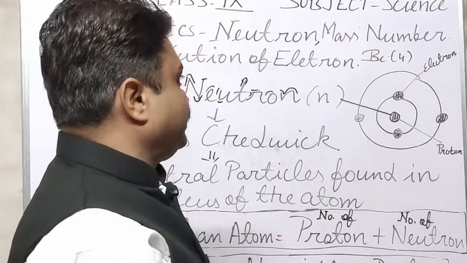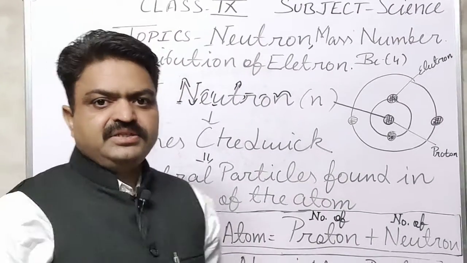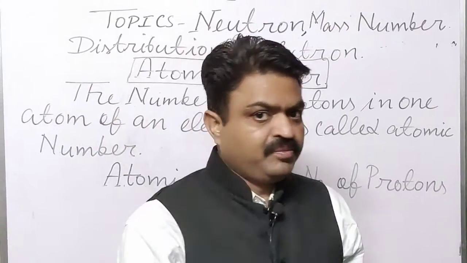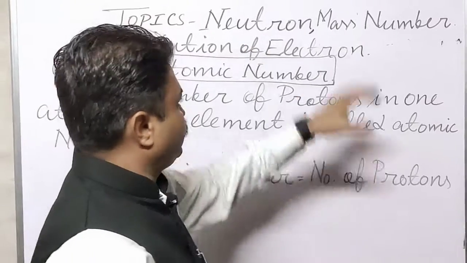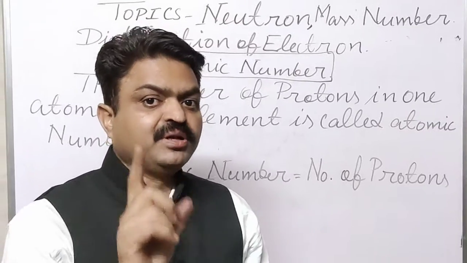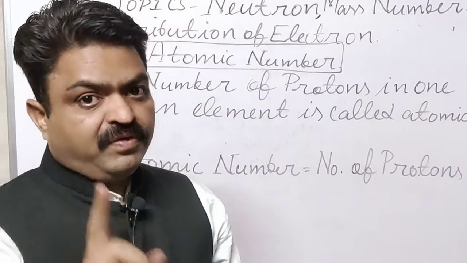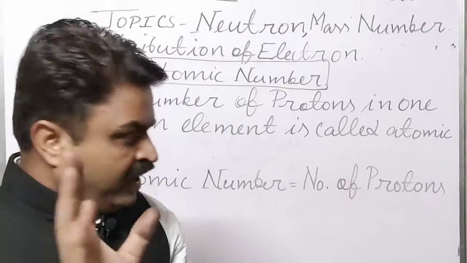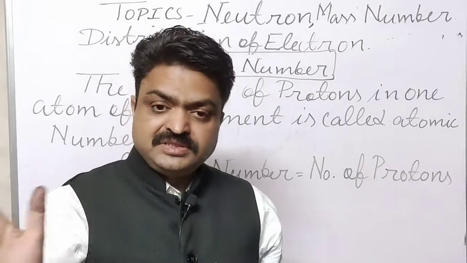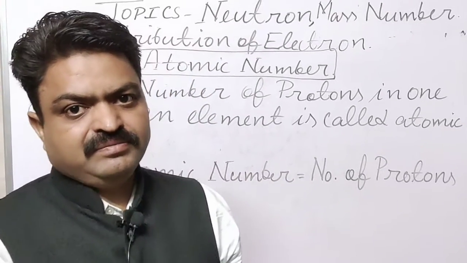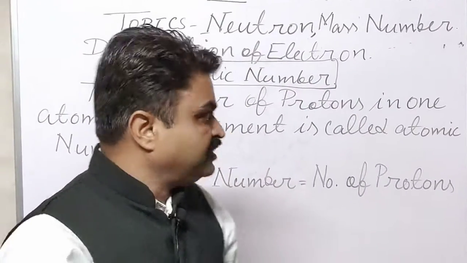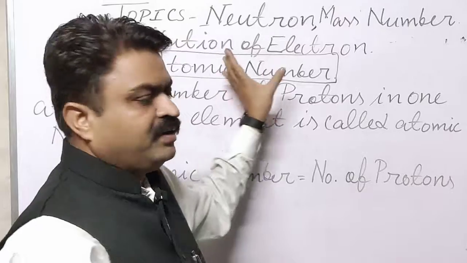Now we will discuss the next important topic, that is the distribution of electron. So student, before discussing the distribution of electron, we will discuss the atomic number. What is the atomic number? Atomic number is the fundamental property of an atom of an element. And with the help of this, the elements are arranged systematically in the modern periodic table in the increasing order of the atomic number. Means the modern periodic table is based on atomic number.